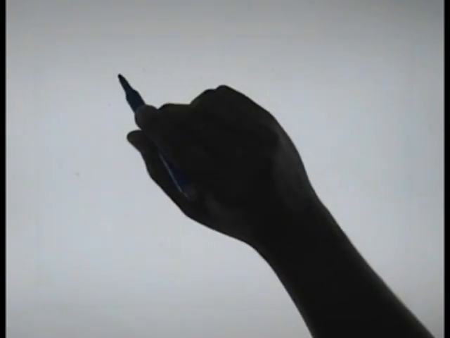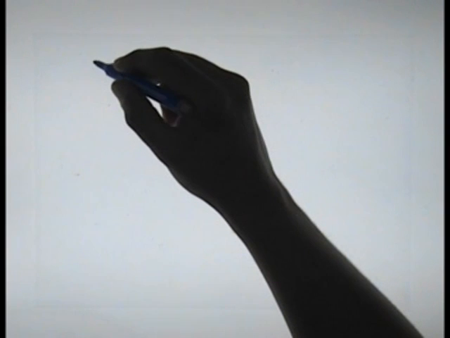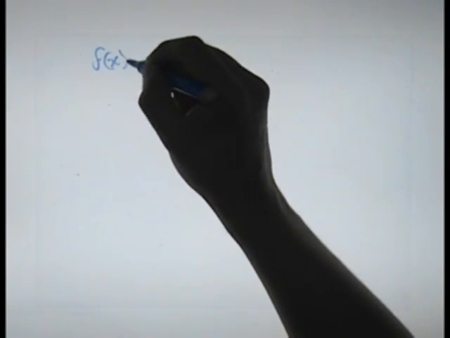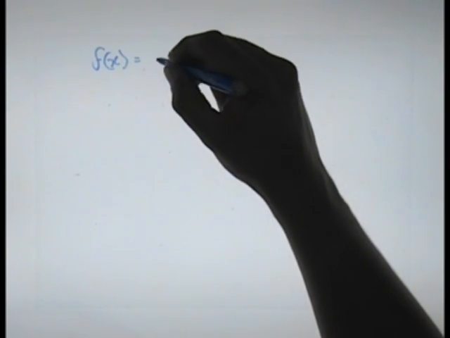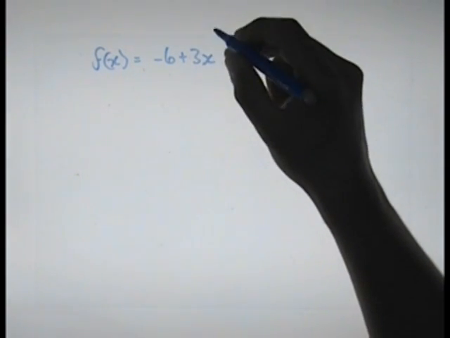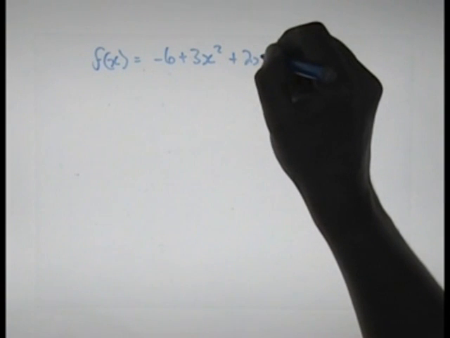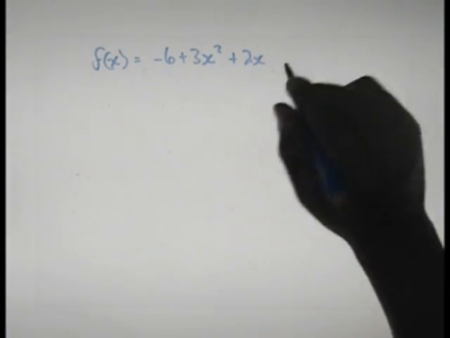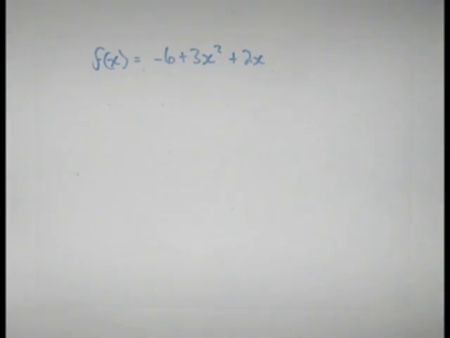The next one we're going to look at, number 4, says on the same set of axes, sketch f of x is equal to -6 plus 3x squared plus 2x, and then g of x is equal to f of x minus 2.